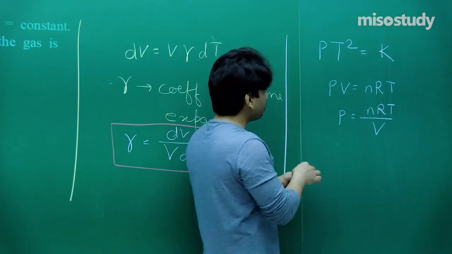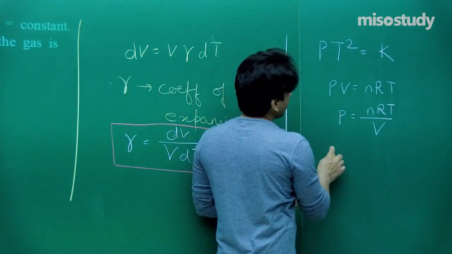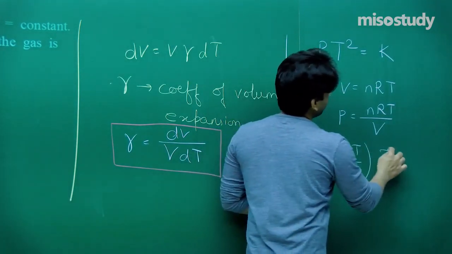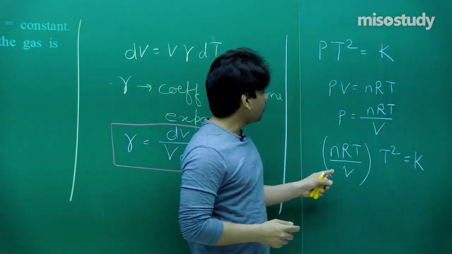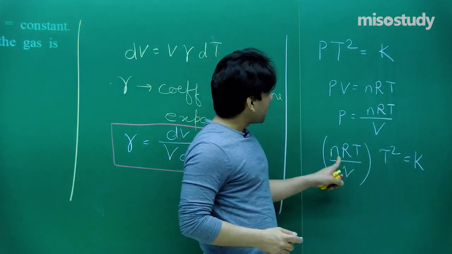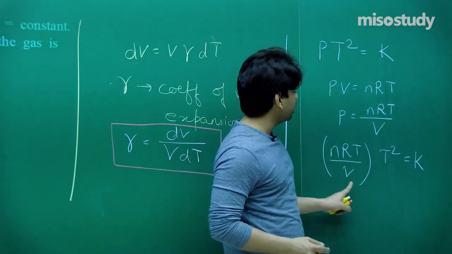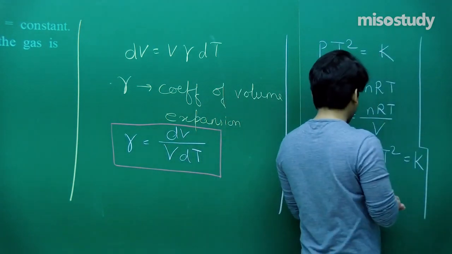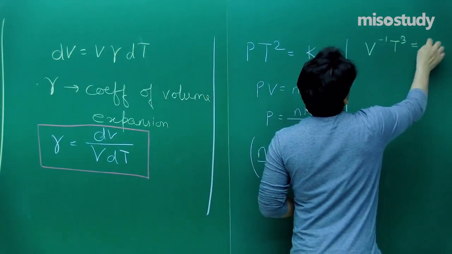Next, substitute the value of pressure in terms of volume. So we will obtain nRT by V multiplied by T square, and this will be a constant. Now here you have T cube and here you have V to the power minus 1, with nR and a new constant. So can we replace this equation as T to the power 3 into V to the power minus 1 is constant. So we can write this as V to the power minus 1 into T to the power 3 equals constant K.